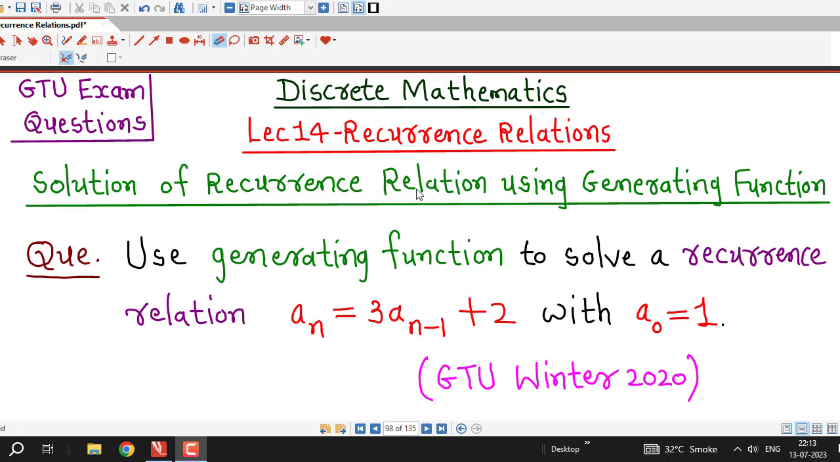Hello friends, I welcome you to lecture number 14 on recurrence relations. In this lecture, we are going to discuss the solution of recurrence relations using generating functions.